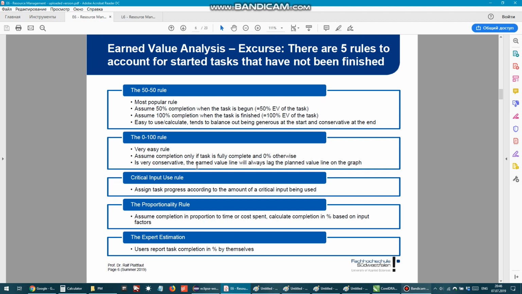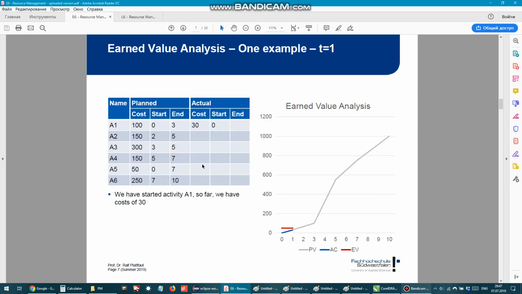Now we'll take a look at the methods. How can we calculate? From these 5 methods, we will use only 2 of them, the 50-50 rule and the 0-100 rule. In my opinion, the exam questions will come with the 50-50 rule, because this is the rule that he explained throughout the semester. Although if he decides to use the 0-100 rule, I assure you it is much easier. Okay, let's start. In order to understand earned value analysis, we first have to understand how to draw this red line.